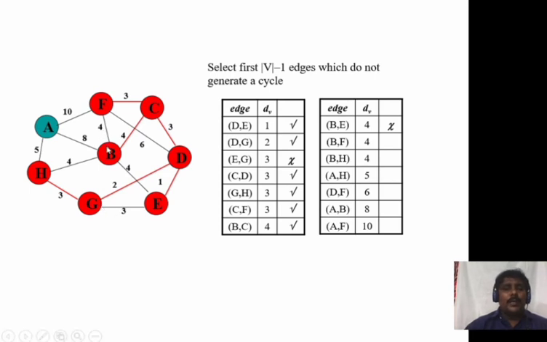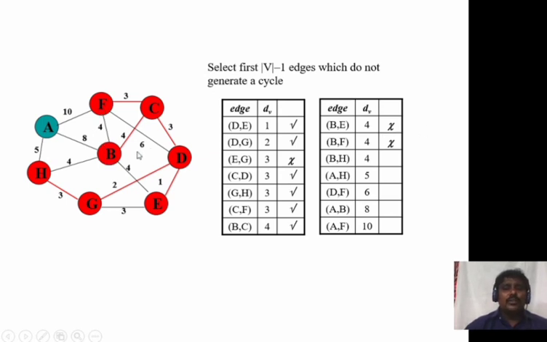Next, B to E. Yes, the weight is 4. It is not a closed diagram. B to F. So it is B to C, B to E. If I draw from B to E, then it will become a closed diagram. So I must not take this edge. So I have put a cross.